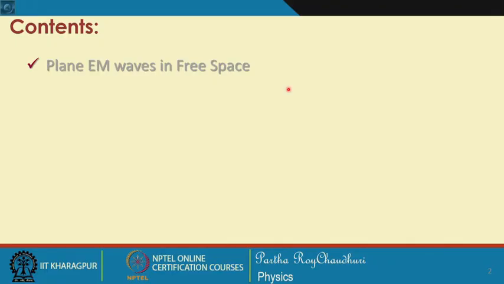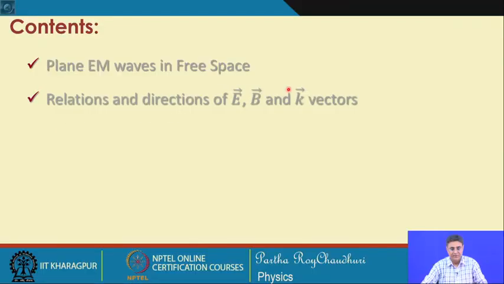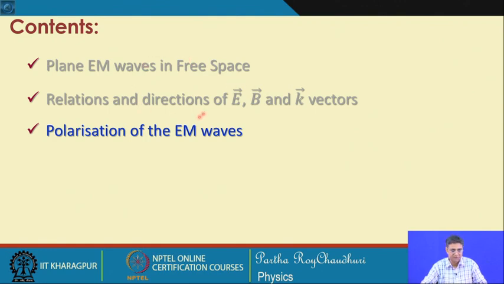So, we have seen how the electric and magnetic field vectors of electromagnetic waves in free space are related, how they are oriented, and what the relation amongst them is. Now we will see the polarization property, a very interesting property of electromagnetic waves, and we will first take it up in the case of electromagnetic waves in free space.